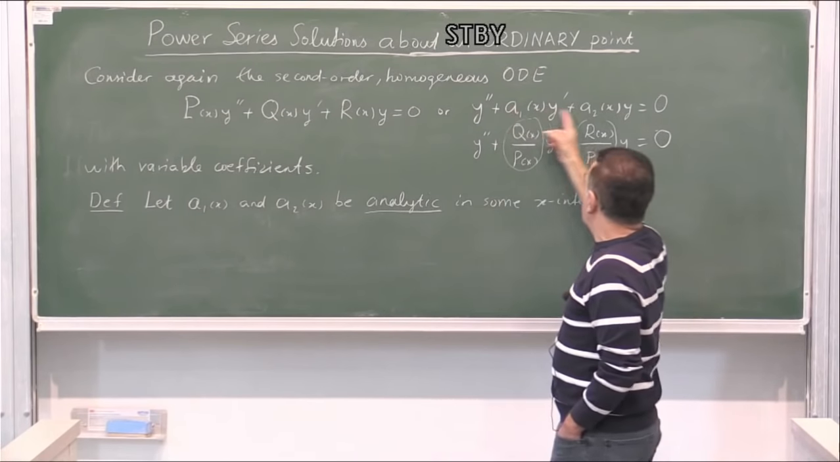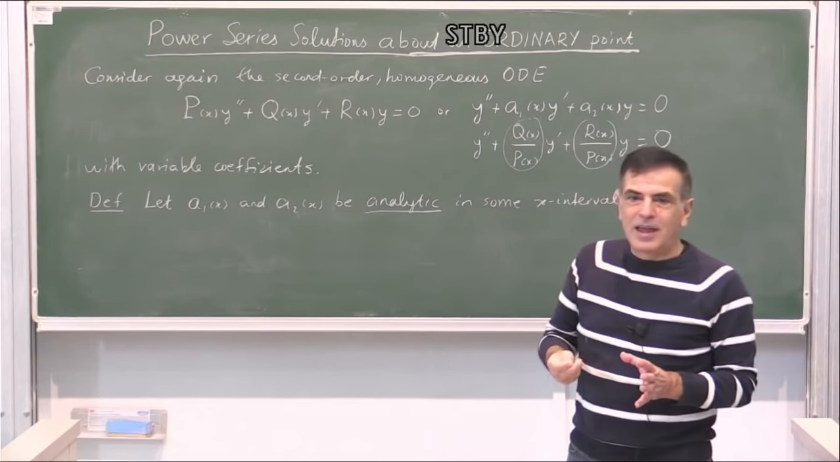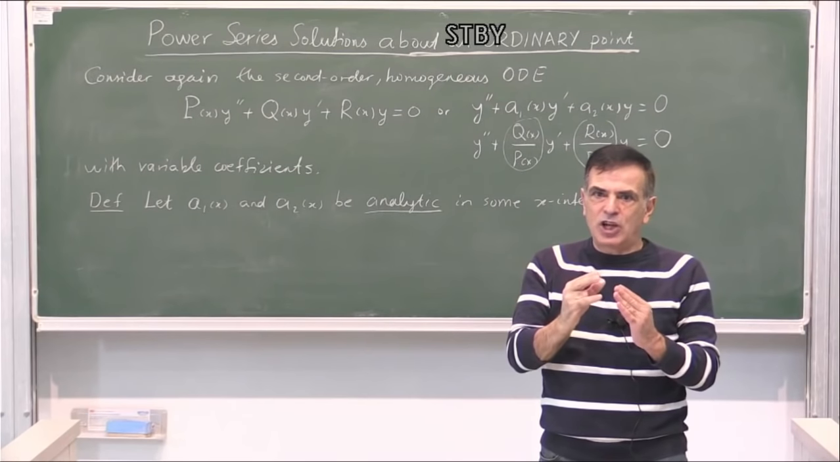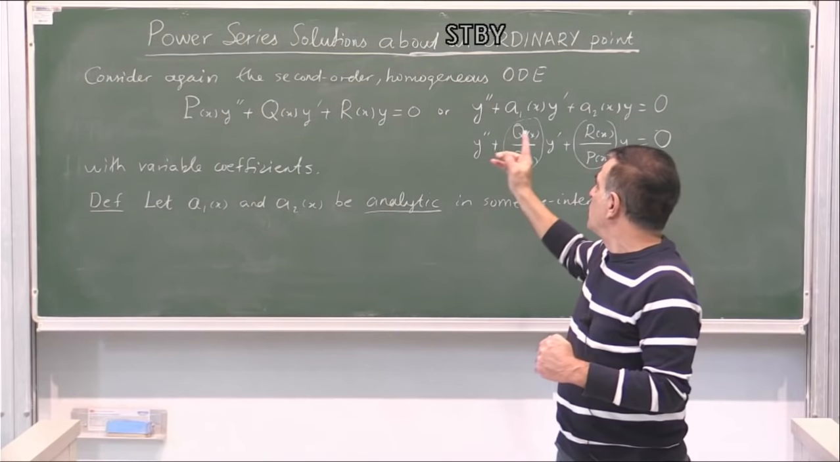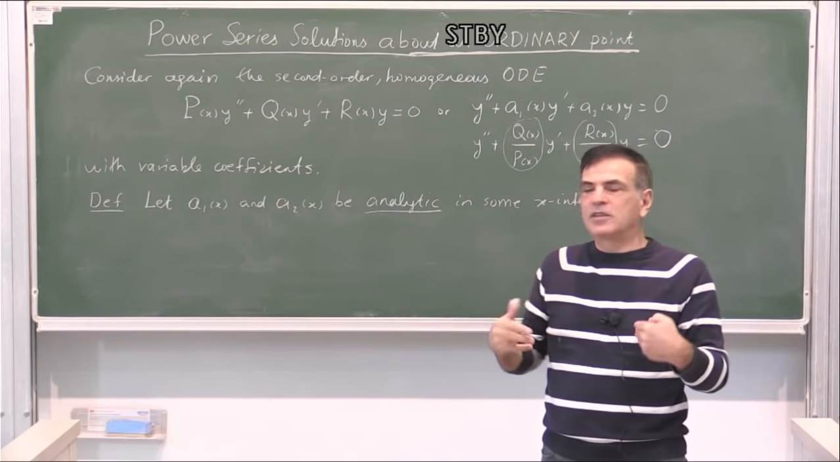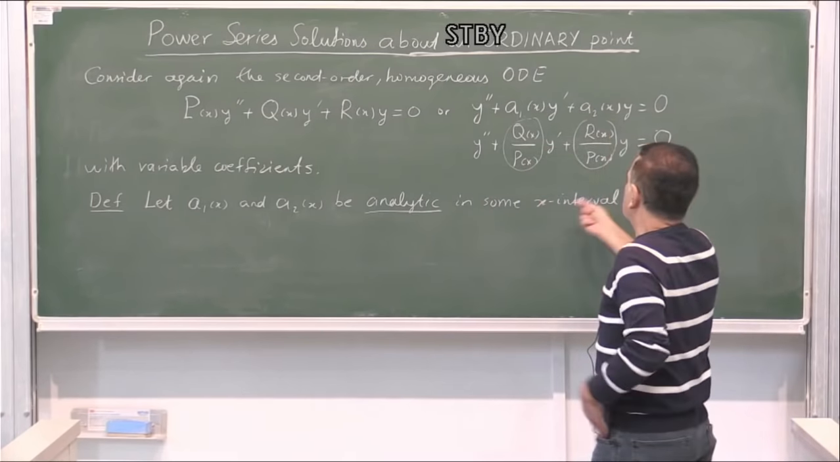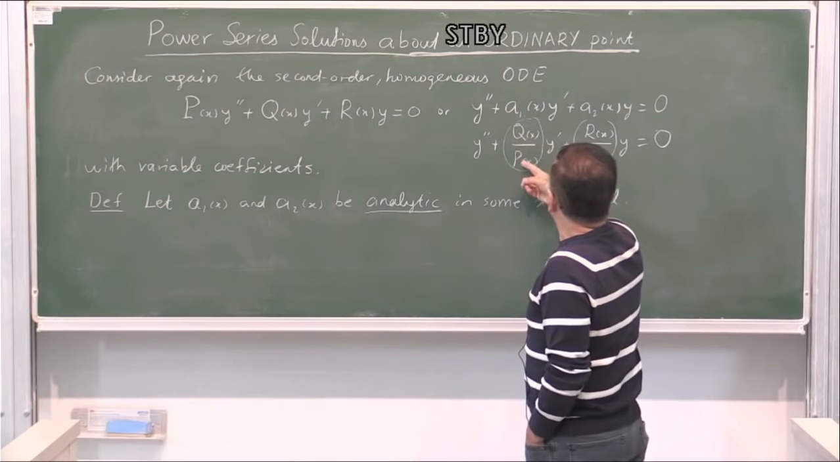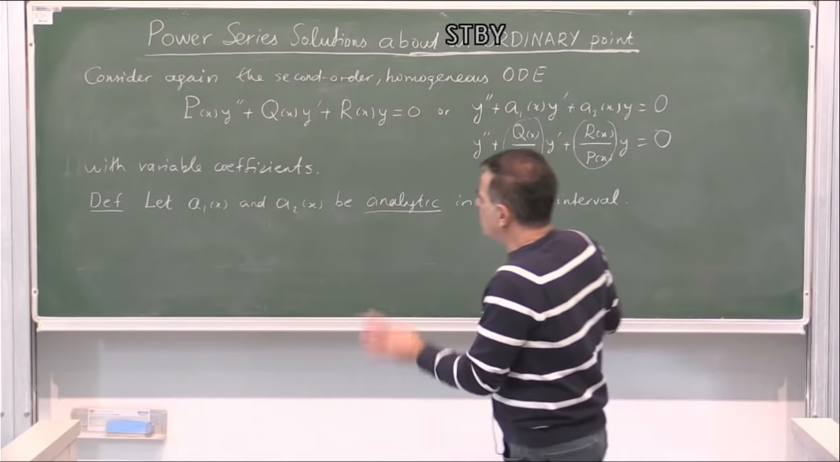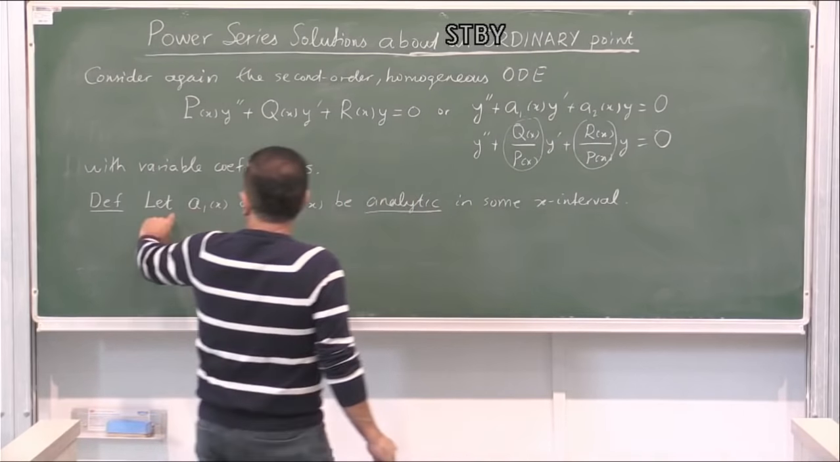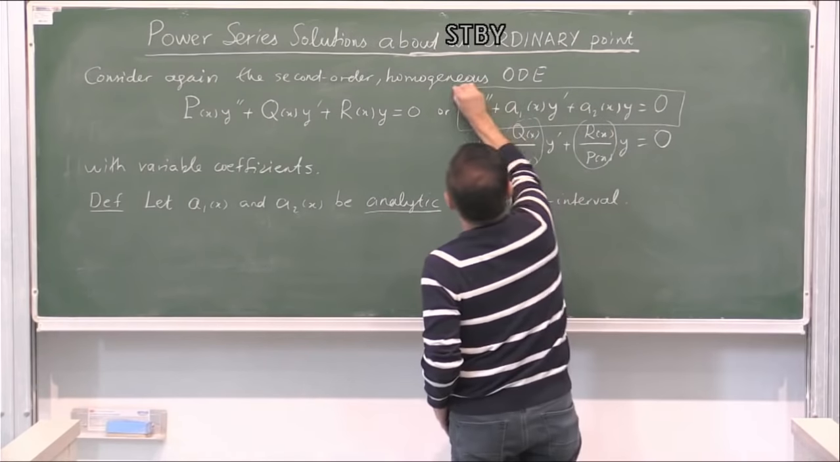So if A1 and A2 are analytic, you know that they are infinitely many times differentiable, and they are functions which are equal to the sum of their Taylor series about x0 or in some x interval, okay, or Q over P, R over P. Or let's first define the ordinary point in connection with the reduced form. Okay?